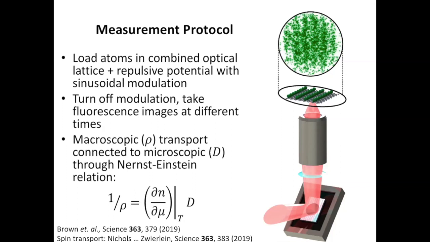The typical way you do it is you put the gas in a harmonic trap. Usually the lattice beams have a Gaussian profile which can be approximated by harmonic confinement near the center of the beam.